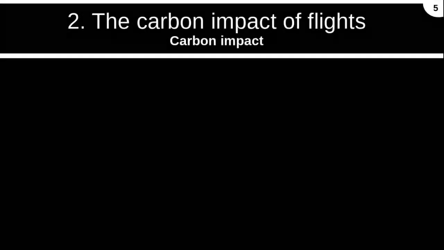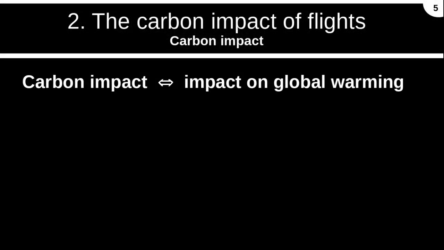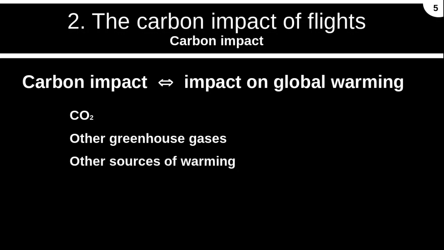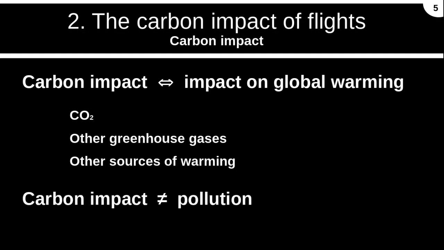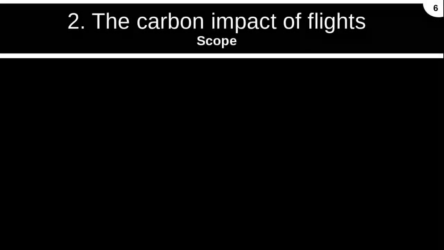So, what's carbon impact? It's the impact on global warming. It can be either a warming up impact or, in some cases, a cooling down impact. Carbon dioxide or CO2 emissions have the effect of warming up the global temperature. The emission of other greenhouse gases also have this impact. And there are other sources of warming. You'll get an idea about them on slide 10. Be aware that carbon impact differs from pollution, which is more of a local problem and has negative impacts on health.